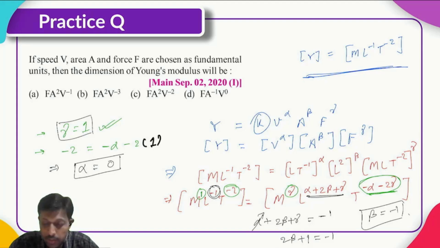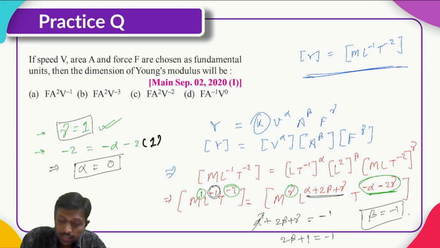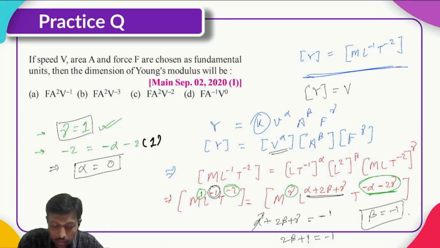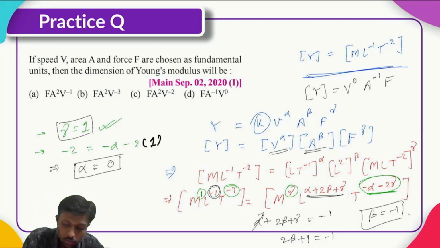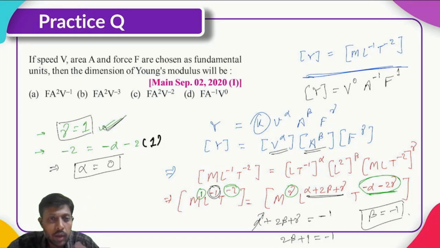So what is the final expression that we have now? We can say that Young's modulus can also be represented as V to the power alpha, means V to the power 0, area to the power beta, A to the power minus 1, and force to the power gamma. We found out this value, no? Gamma is 1. So V^0, A^-1, F^1. Which of these gives you the answer? Option number D.